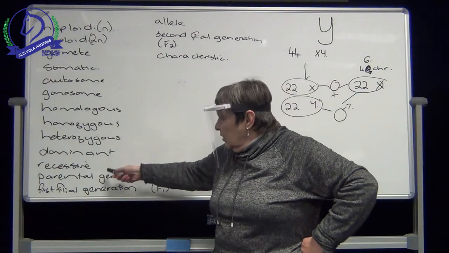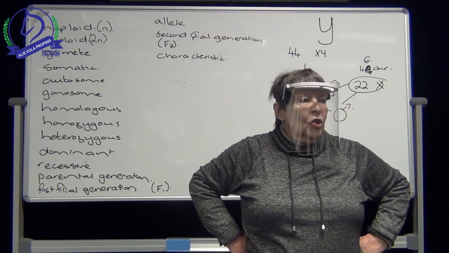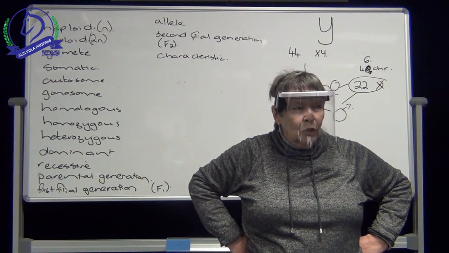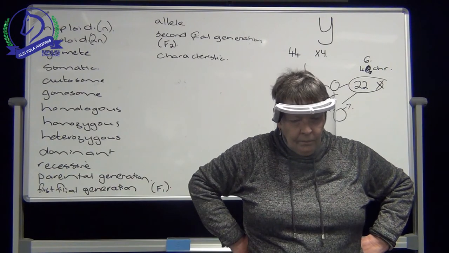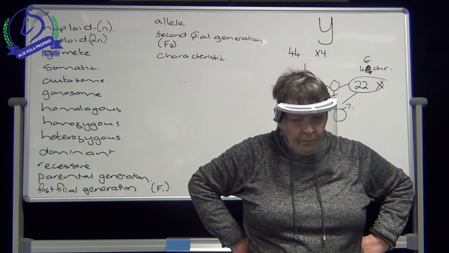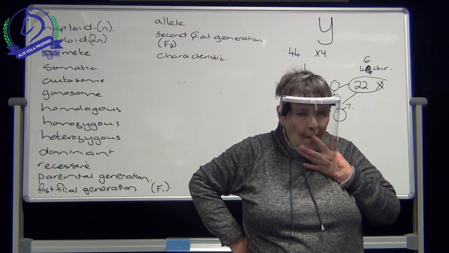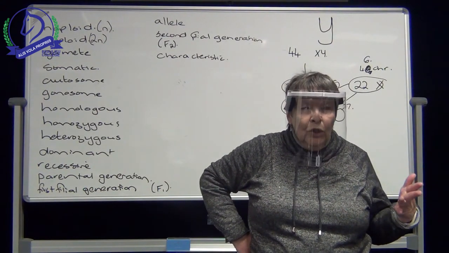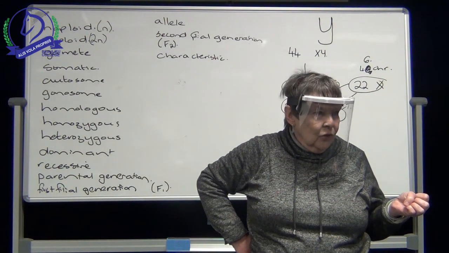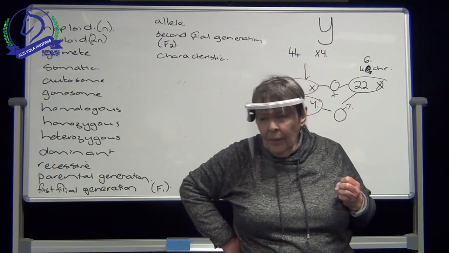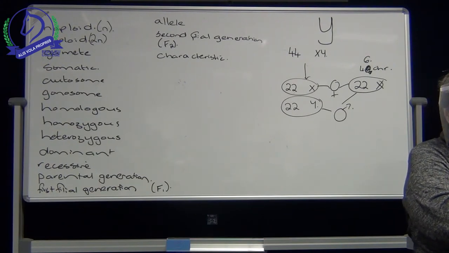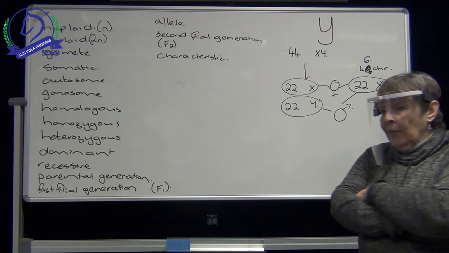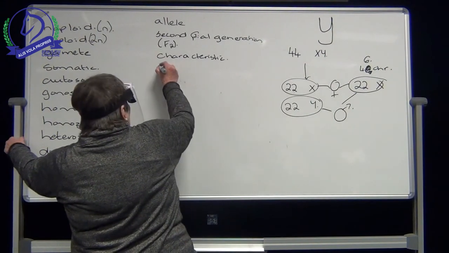All right, let's go to dominant and recessive. So now, dominant. I think really the only way you can explain the word dominant is if you consider an organism that is heterozygous for a characteristic. So a dominant allele is one that is shown in the phenotype of an organism that is heterozygous for a characteristic.